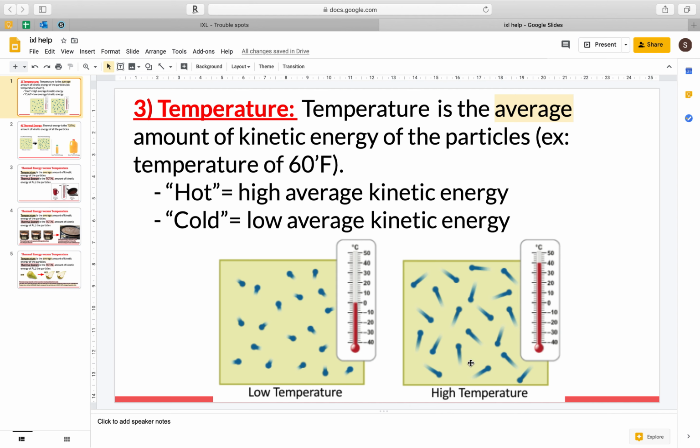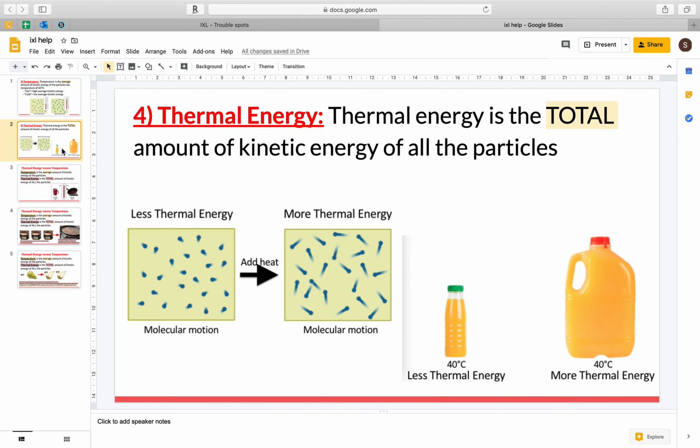Now let's look at this one. Say that there's 20 particles in here and they're all moving pretty fast. So on average, they have a high temperature because on average, their kinetic energy is high. Now, thermal energy is different from temperature.